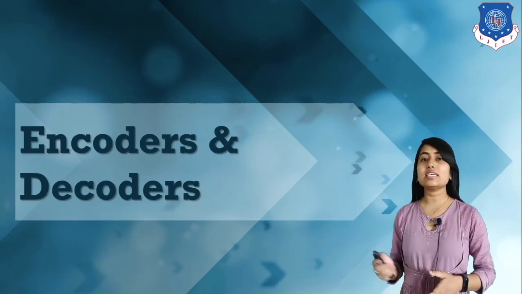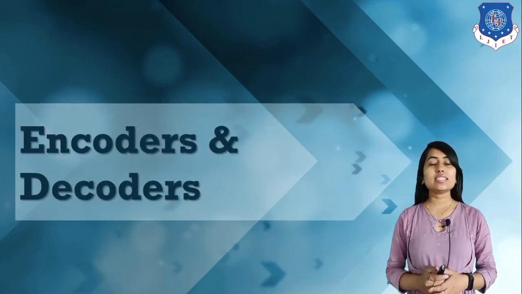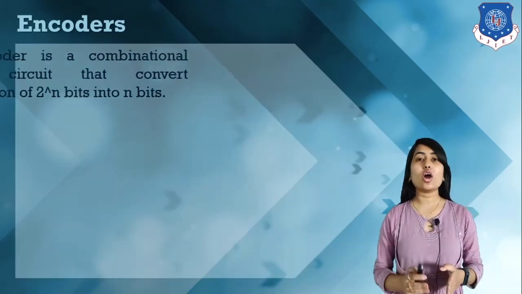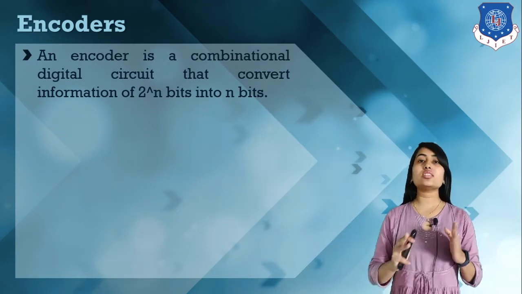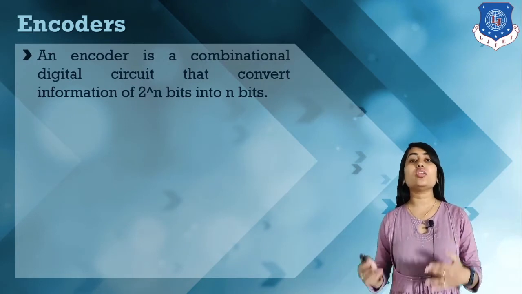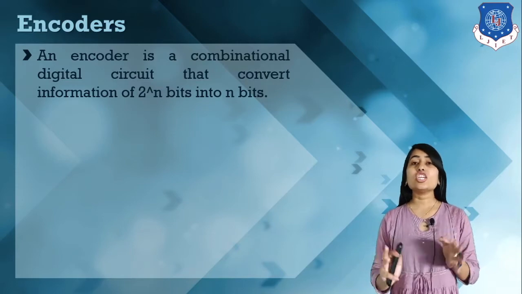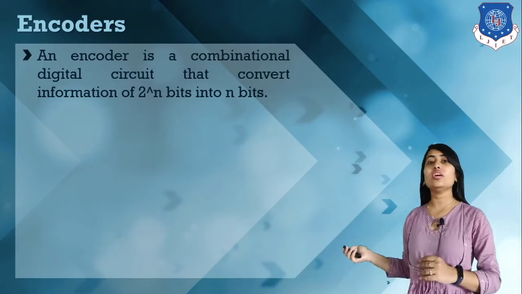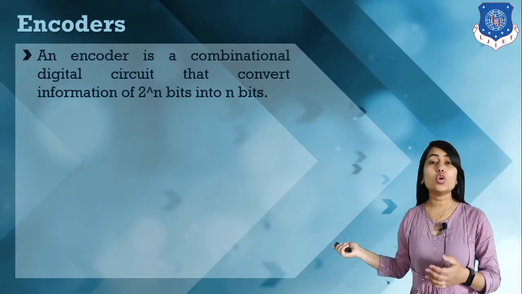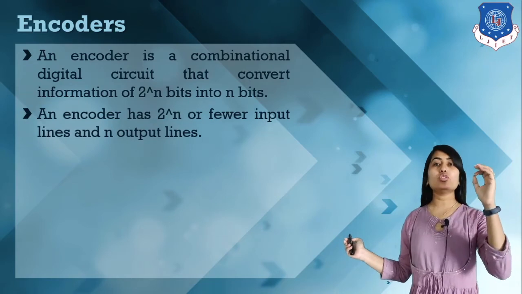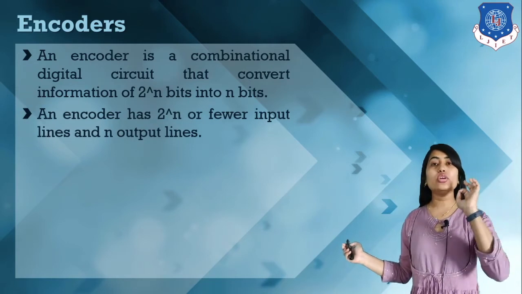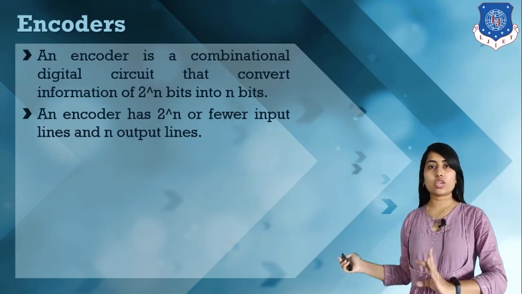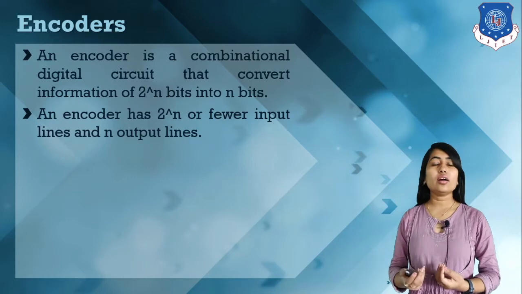Today we will discuss encoder and decoder. So let's start with the definition of encoder. An encoder is basically a combinational logic circuit which encodes our data from 2 raised to n bits to n bits. So here in an encoder we have a total of 2 raised to n inputs, and those 2 raised to n inputs are converted, or say encoded, into n output lines. So this is basically the encoder circuit.